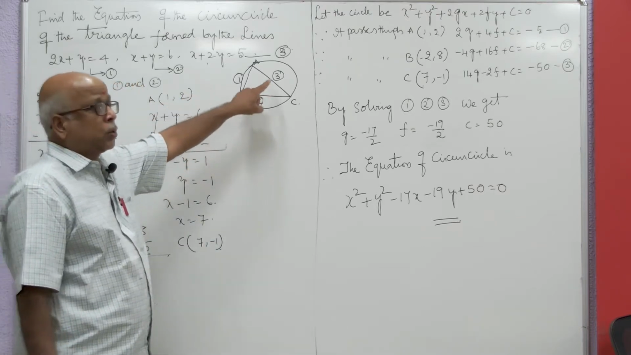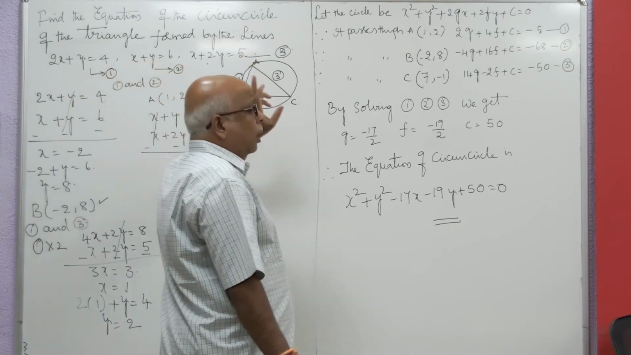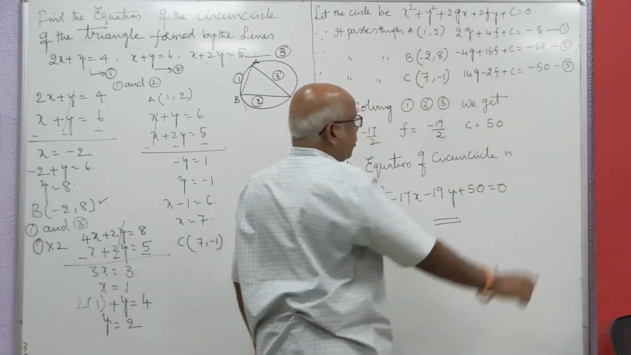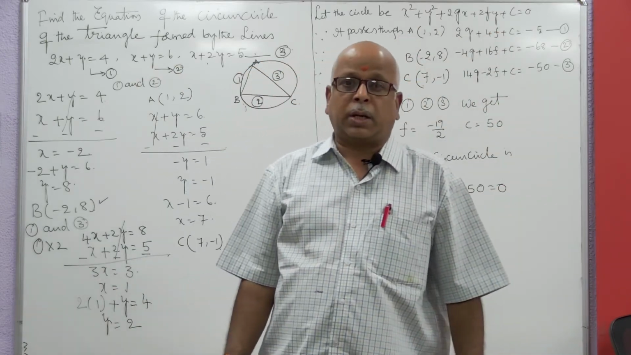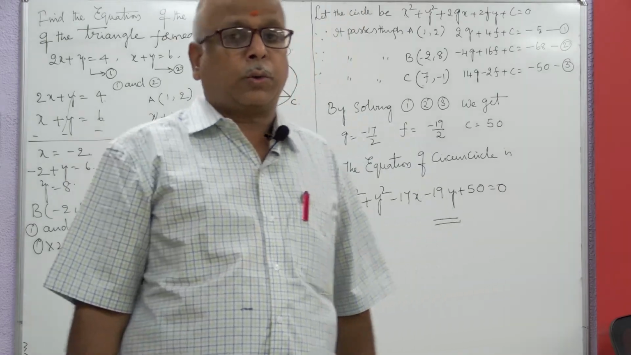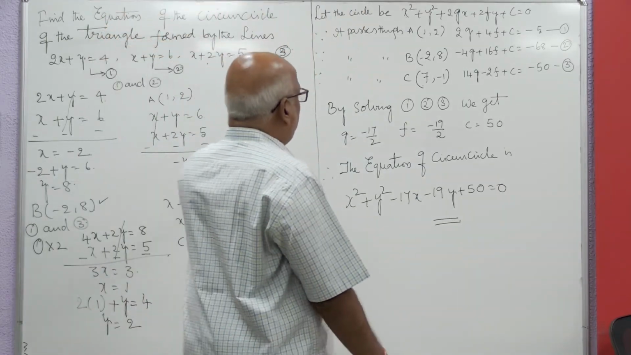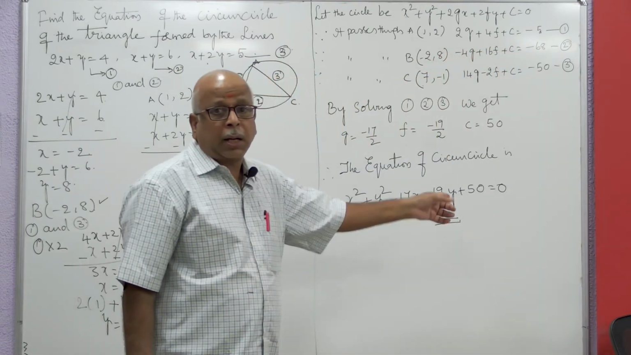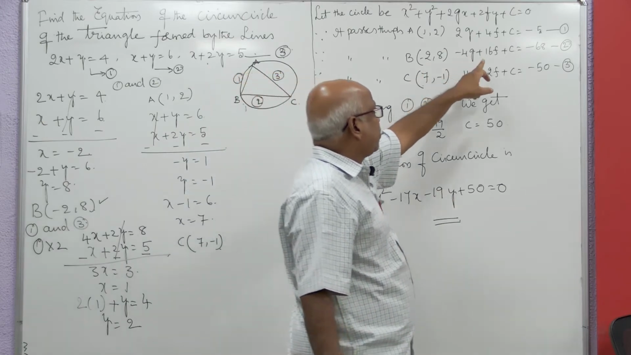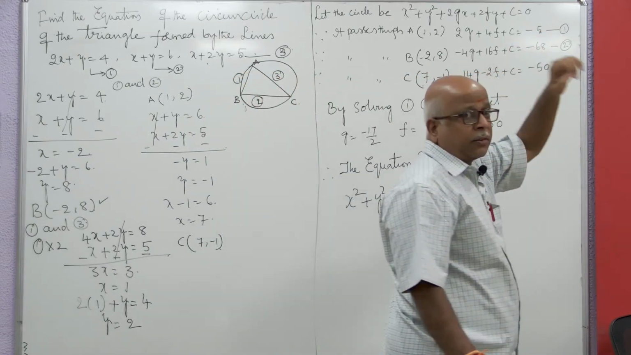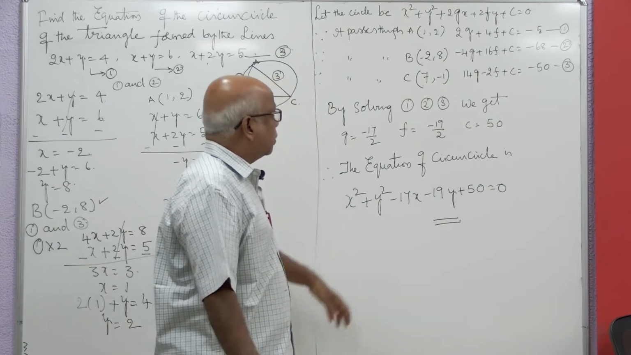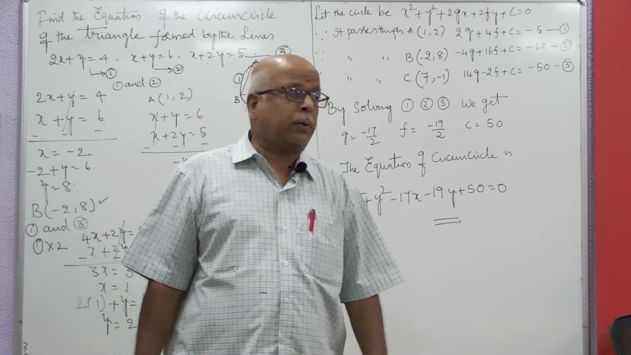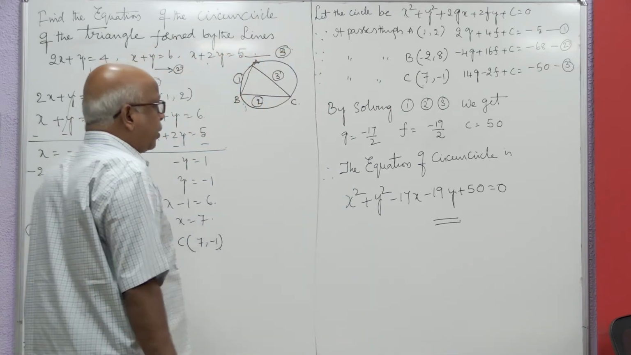As we are supposed to find the equation of the circle passing through these 3 points, let us assume the equation of the circle as x square plus y square plus 2gx plus 2fy plus c equal to 0. Since it is passing through 1, 2: 2g plus 4f plus c equal to minus 5. Through minus 2, 8: minus 4g plus 16f plus c equal to minus 68. And through 7, minus 1: 14g minus 2f plus c equal to minus 50.